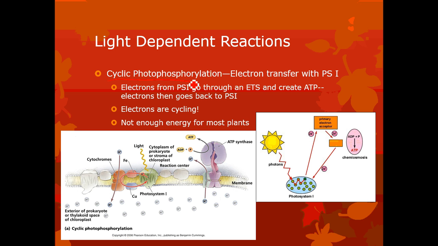Cyclic photophosphorylation. So break this down a little bit. Cyclic means cycle. Photo means light. And phosphorylation means adding phosphates.